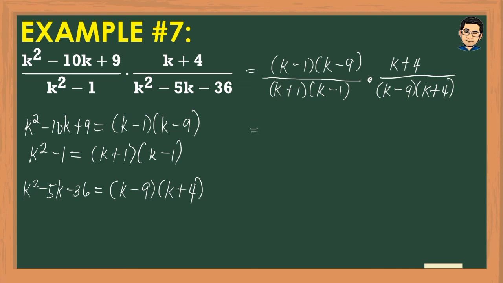So, cancel po natin yung mga common factors. K minus 1, K minus 1, K minus 9, K minus 9, K plus 4, K plus 4. So, as you can see, dun sa numerator, wala pong natira. So, kapag wala pong natira sa numerator or denominator, wag po nating sasabihin na 0. So, kapag ganun po, understood po, 1. So, our final answer will be 1 all over K plus 1.